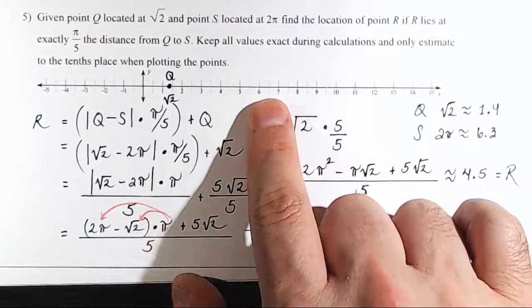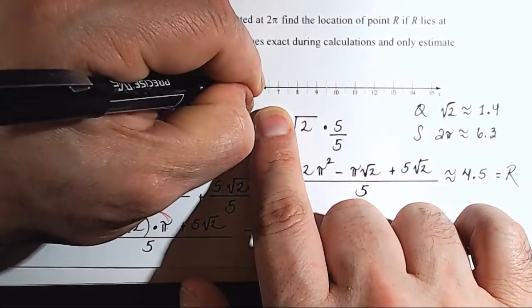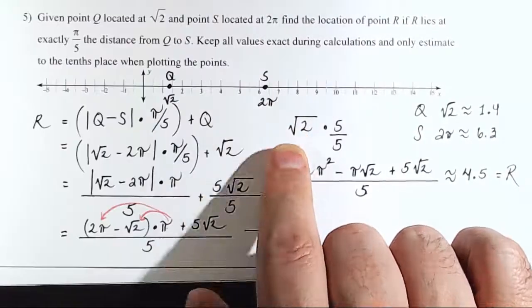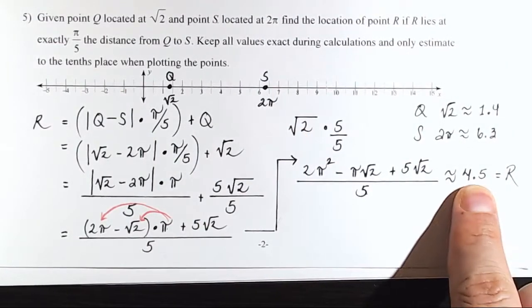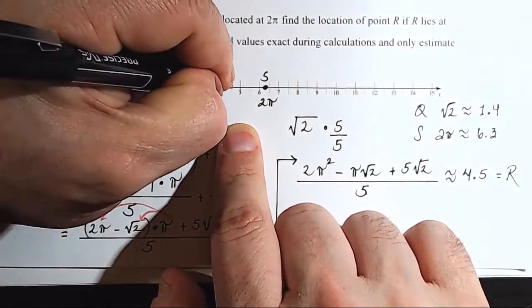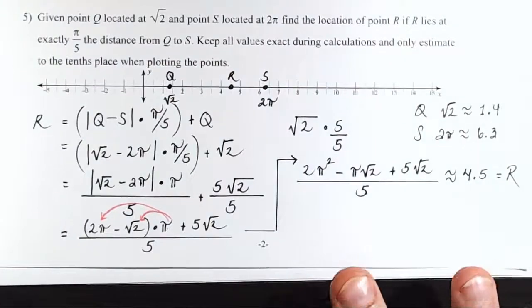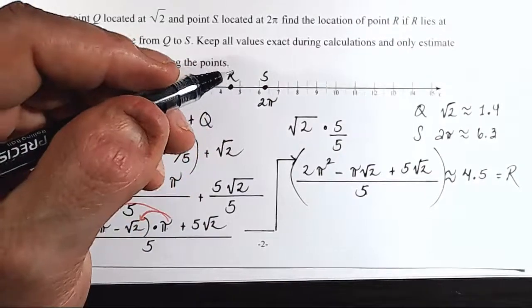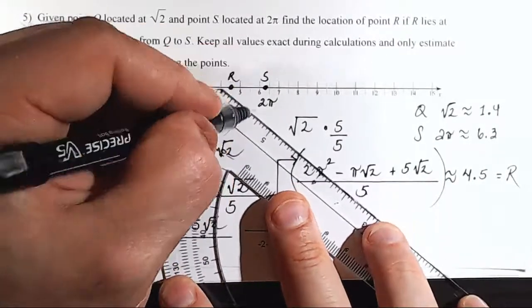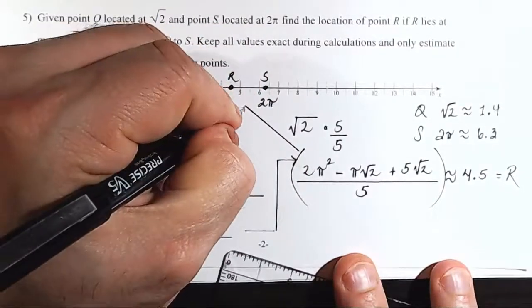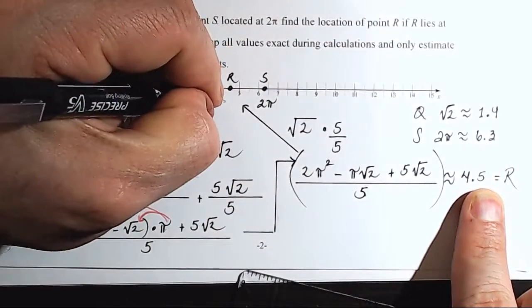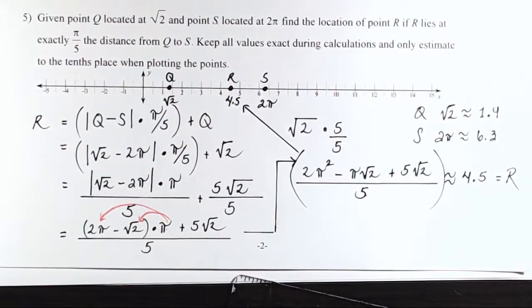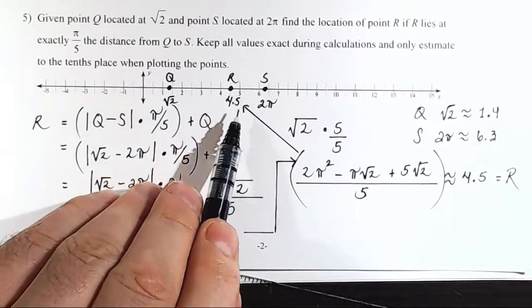S is at 2 pi, which is 6.3, about right here. And that would be 2 pi. And so R is at 4.5, which is right here. This is going to be R. And remember, R is equal to this whole thing. So, you know, we could say R is this. And that is approximately 4.5. All right, and so that is that pi over 5 distance.